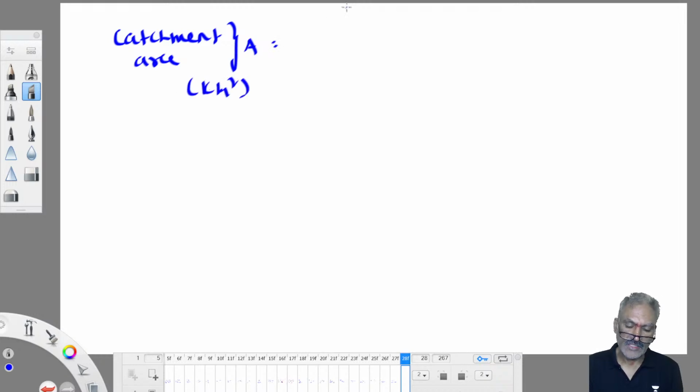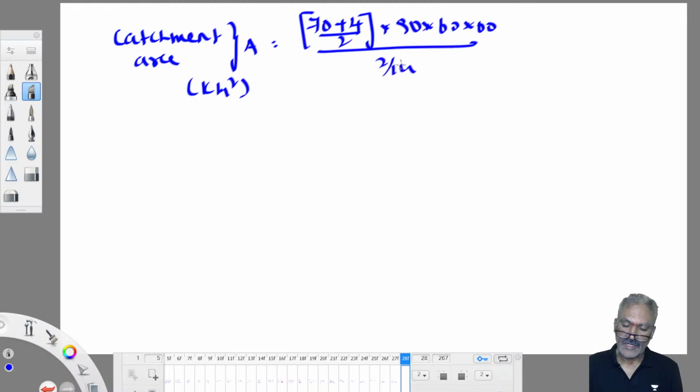in square kilometers, you have been asked to find out. Therefore, it is 70 plus 4 by 2 into 90 into 60 into 60 by 2 by 100. This is in meter square. To convert meter square into kilometer square, we divide by 10 power 6. Then we will get the answer straight away in kilometer square.